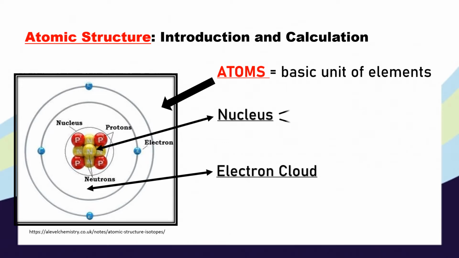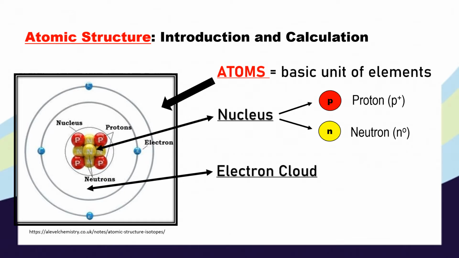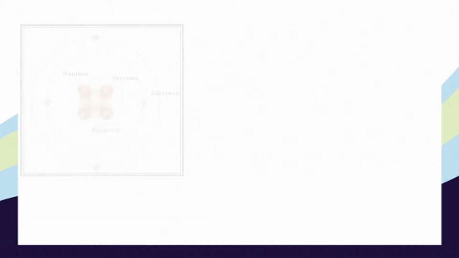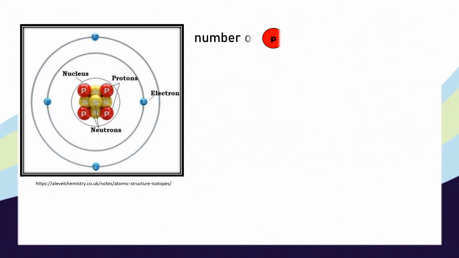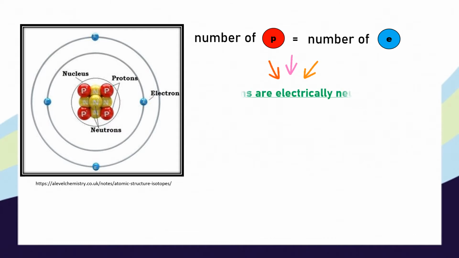These subatomic particles include the protons and neutrons, which are located inside the nucleus. Also, it has electrons, which are located in the clouds or fields that surround the nucleus. Protons have a positive charge, neutrons have a neutral charge, and electrons have a negative charge. The number of protons and electrons are equal, so therefore, atoms are said to be electrically neutral particles.